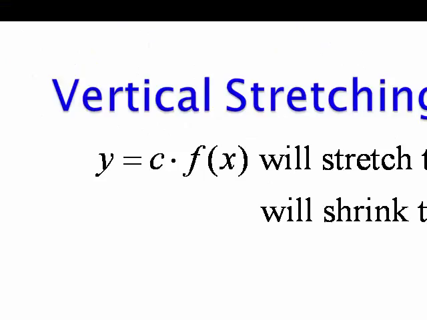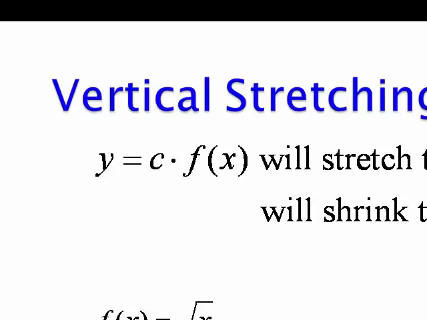And now let's look at vertical stretching and shrinking. When we have a function, f of x, if we multiply it by c, it will stretch the graph if c is greater than 1, and it will shrink the graph if c is between 0 and 1. Let's look at what that means.